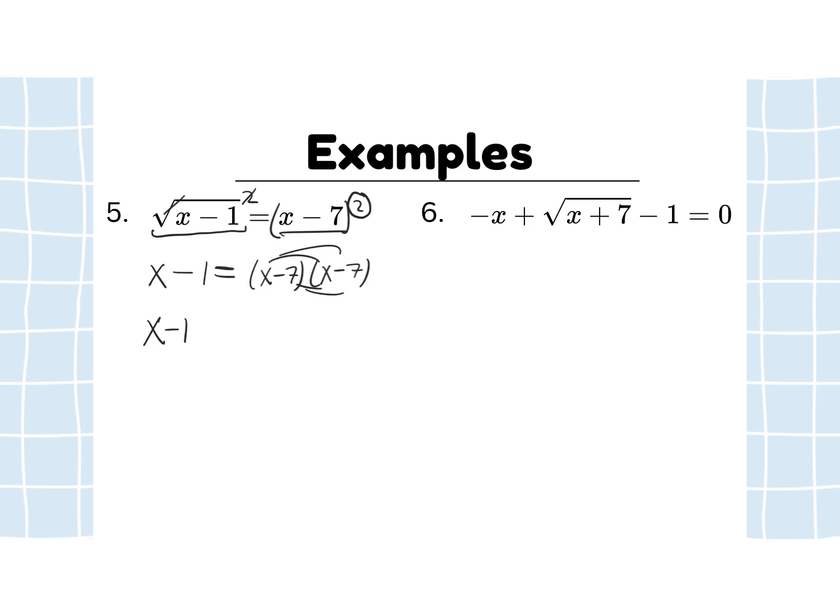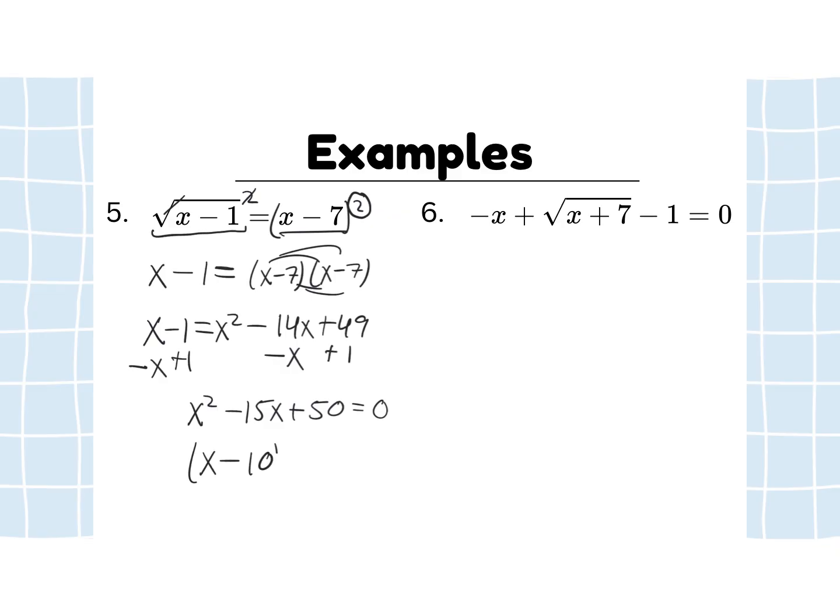All right, so then I get x minus 1 equals, when you FOIL this out, I'm not going to show this part of it. If you need to do more work to verify that this is the answer, you can. But this is going to get us x squared minus 14x plus 49. Then again, it's another quadratic equation, so I'm going to get everything to one side and set it equal to 0. So I'm going to subtract x and add 1, and we get x squared minus 15x plus 50 equals 0. And then I need factors of 50 that add up to negative 15. So this is going to get me an x minus 10 and an x minus 5.